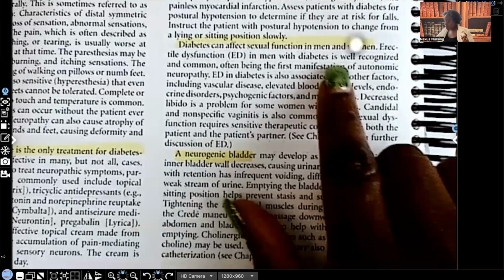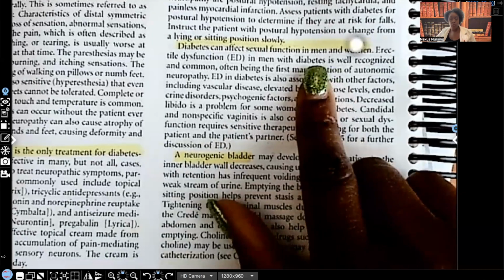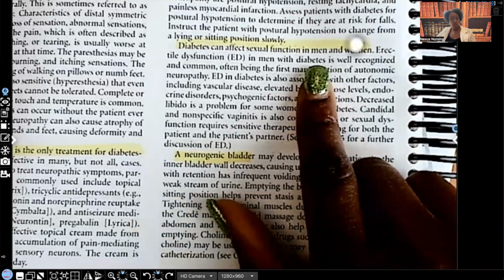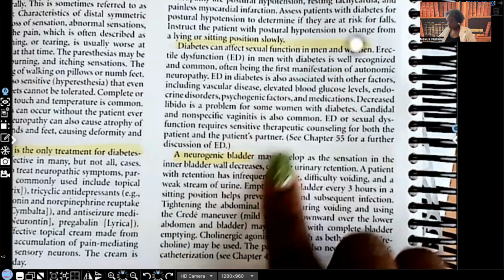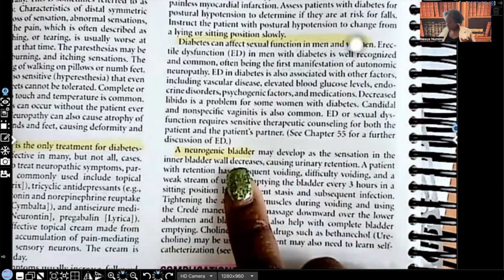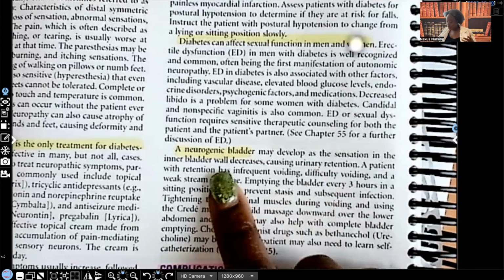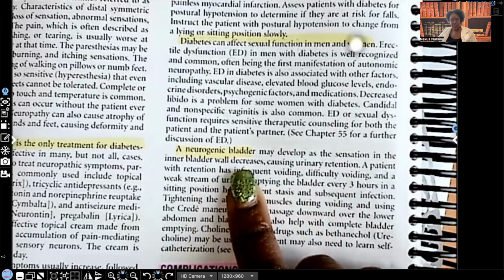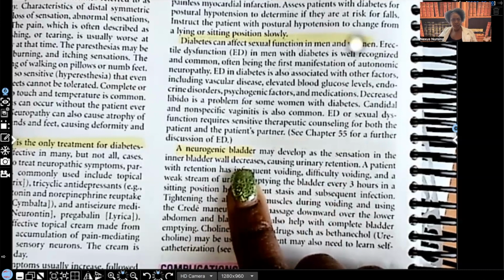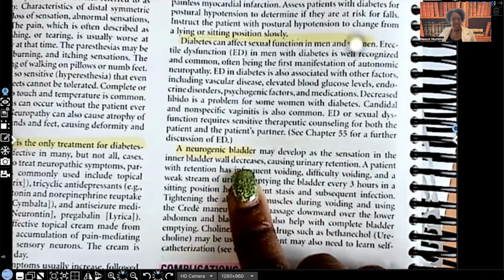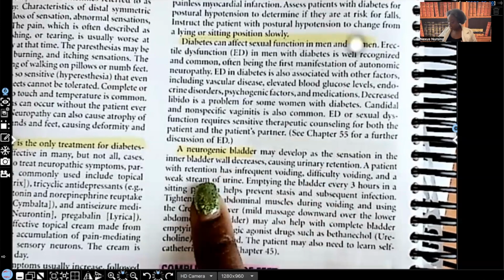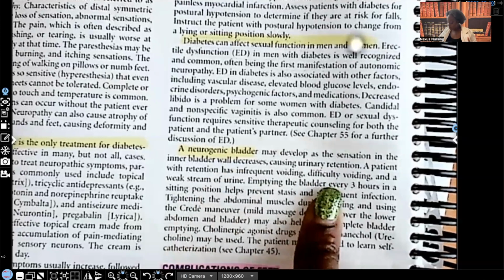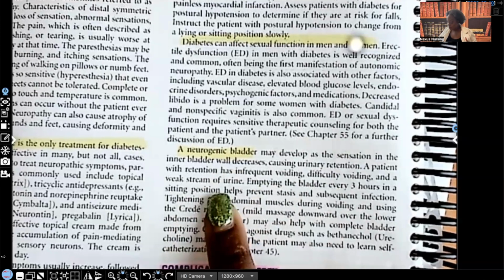Okay. So this is very important. Teach the men and women that it can cause sexual dysfunction. Neurogenic bladder, this can develop as a sensation in the inner bladder wall decreases. Well, what does that mean? That means that how normally you have a full bladder, you can feel it and you have to go. Well, with neurogenic bladder, they can have a full bladder and not realize it. And that can cause what? Urinary retention. A patient with retention has infrequent voiding, difficulty voiding, and a weak stream of urine.